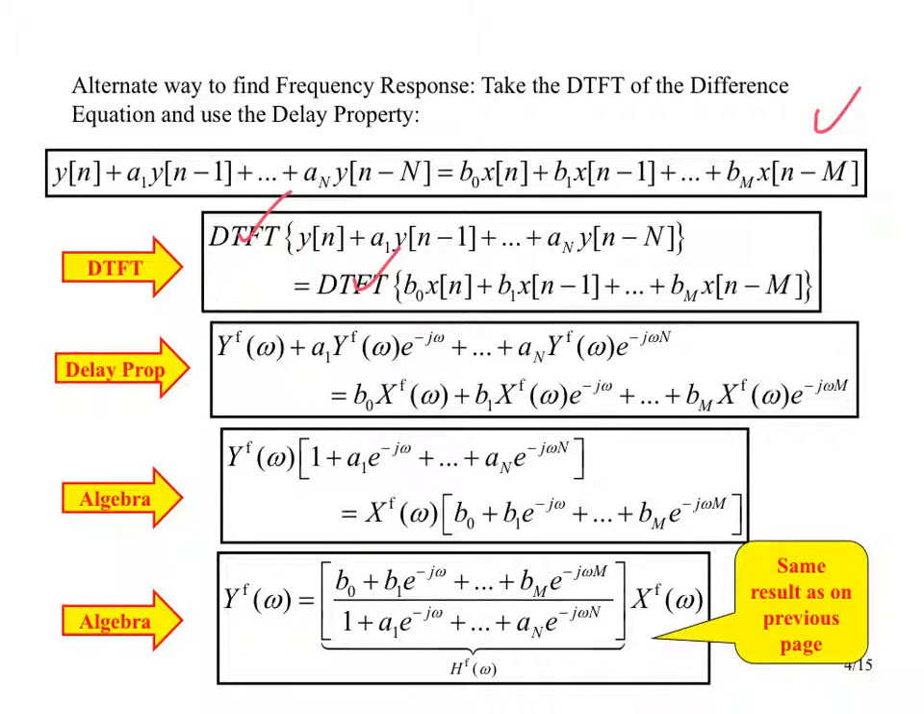Now by linearity and the delay property, by linearity we can pass the DTFT through to each term. When we pass it through to here, we just get Y of omega. When we pass it through to here, using the delay property, we get an a1 Y of omega times e to the minus j omega. And so we see the action of the minus 1 all the way down to the action of the minus n in this term. And same thing on the right-hand side.